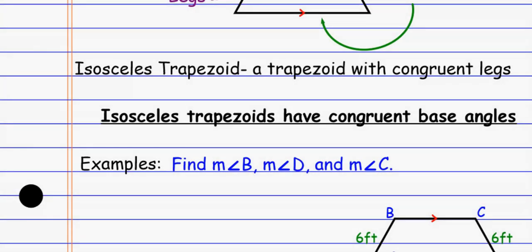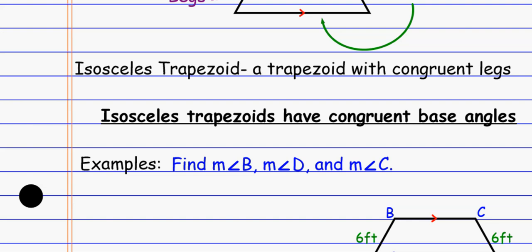We have one special type of trapezoid we're going to talk about here. It's an isosceles trapezoid. And just like isosceles triangles have two sides that are the same, well, an isosceles trapezoid has two sides that are the same as well. It just happens to be that those sides have to be the legs, all right?